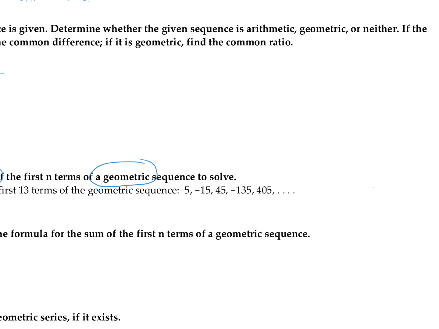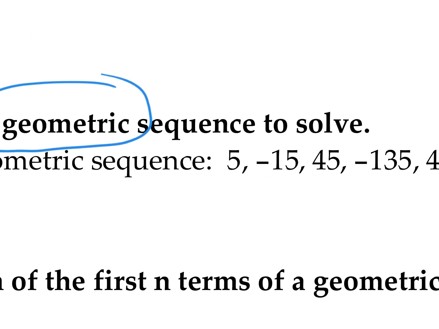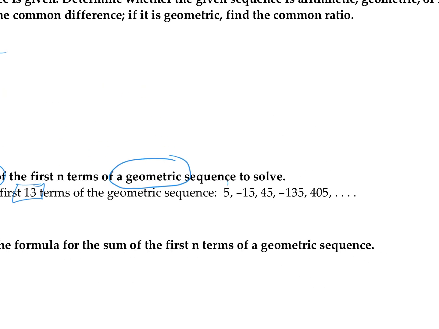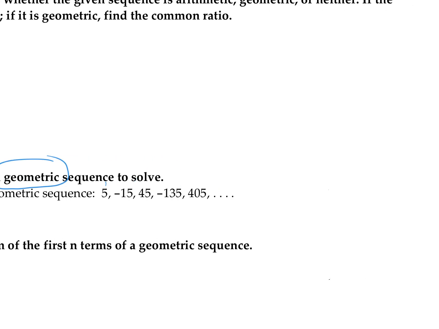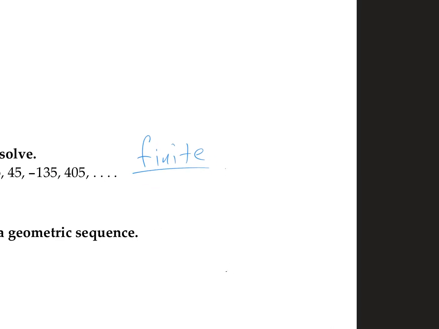I understand why you would say infinite, because it's got the dot, dot, dot. But what is this telling you? You're starting at what term number? This is the first term, and where do they want you to stop? At the 13th. So this would be finite, the way that it's written. I didn't write one like that on the test to be tricky, but this would be finite. But which formula do you use for finite?